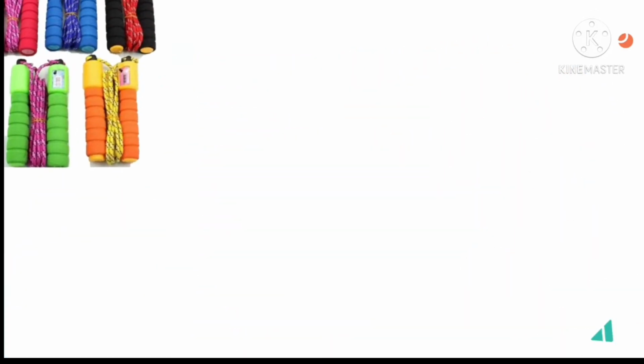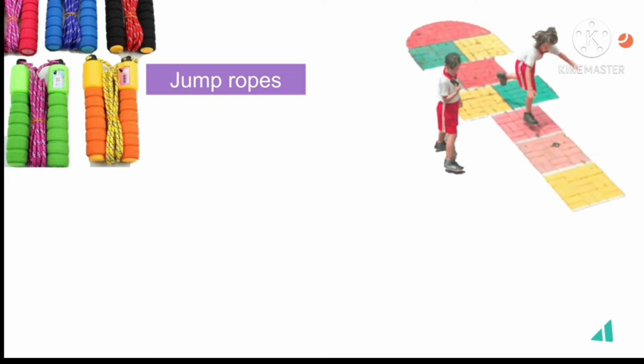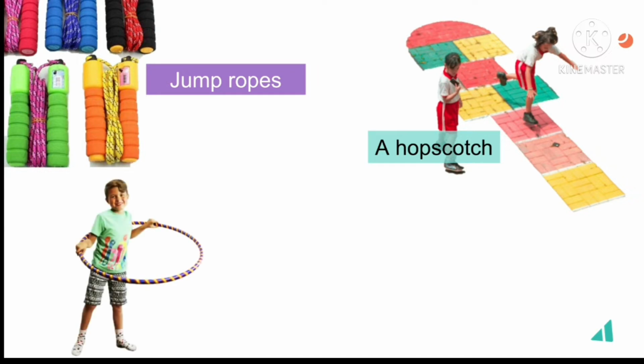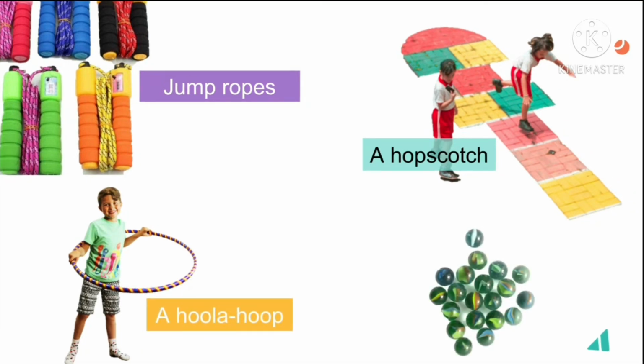What about these ones? These are jump ropes, yes. Colorful jump ropes. How about this one here? It's a hopscotch. Yes, a hopscotch. Have you ever played one? I hope you do. It's a fun game. How about this one here? It's a hula hoop. Yes. What about these ones? They are marbles. Yes.